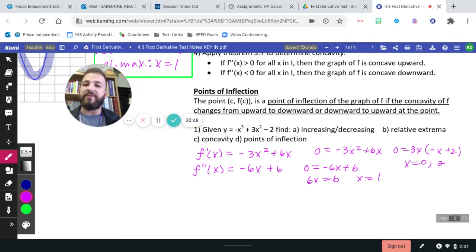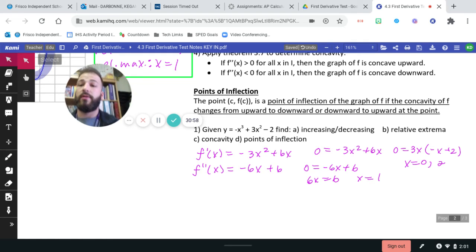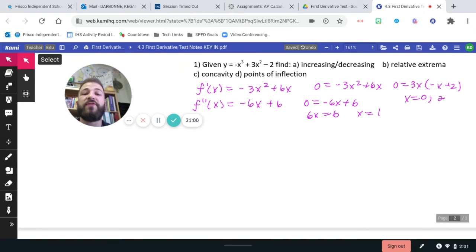1 came from the second derivative, which means it's a possible point of inflection. It's important that you keep those straight. Whatever order you want to do this math, to make sure you don't get those things mixed up, that's what you need to do. Okay, so let's set up our number lines for both.